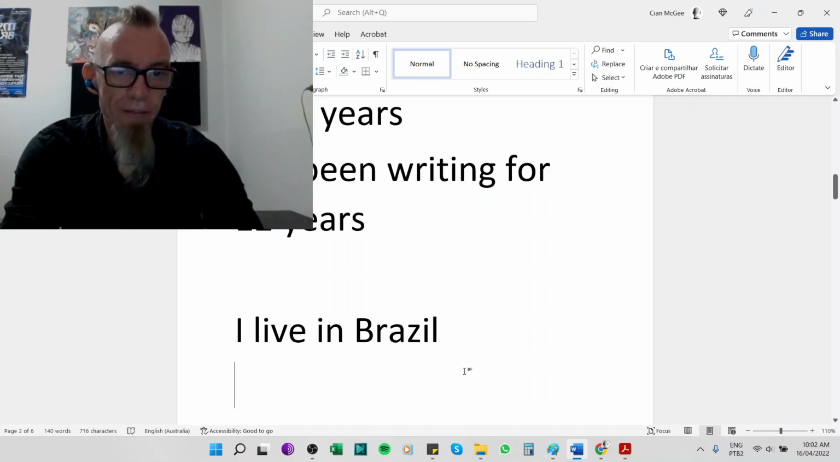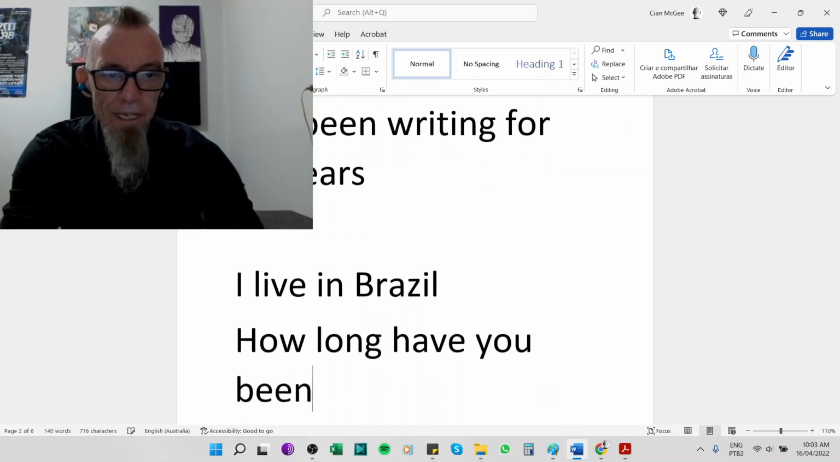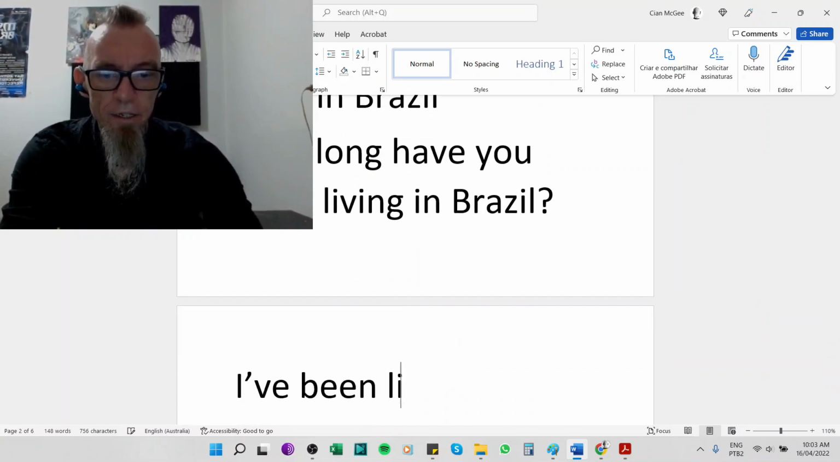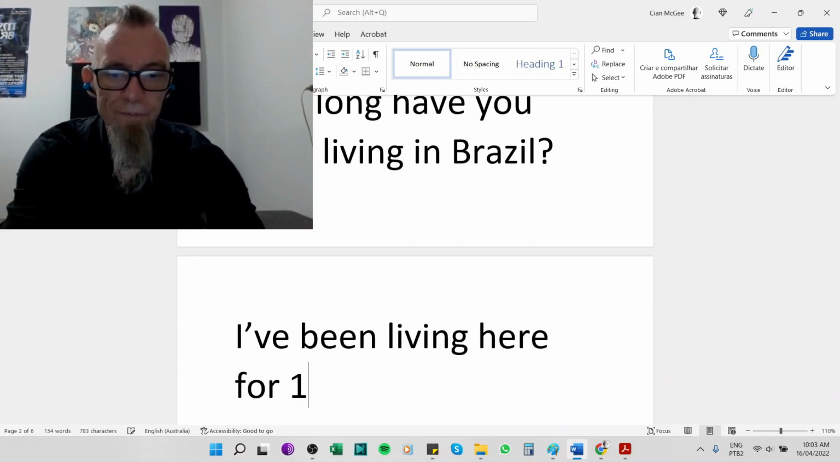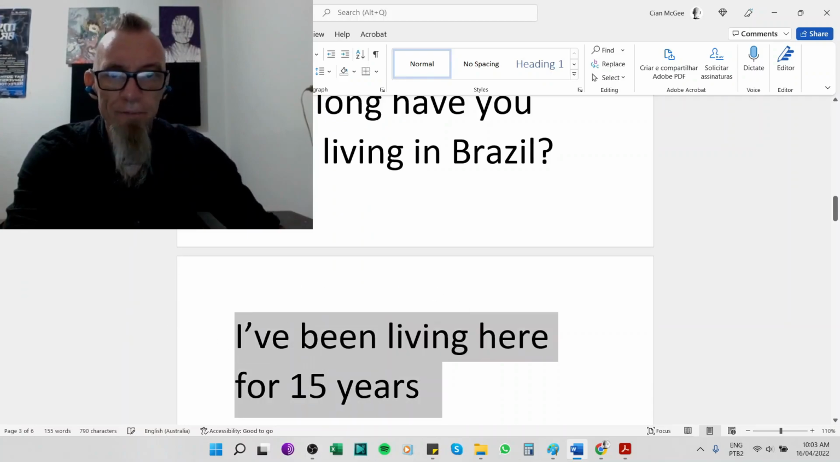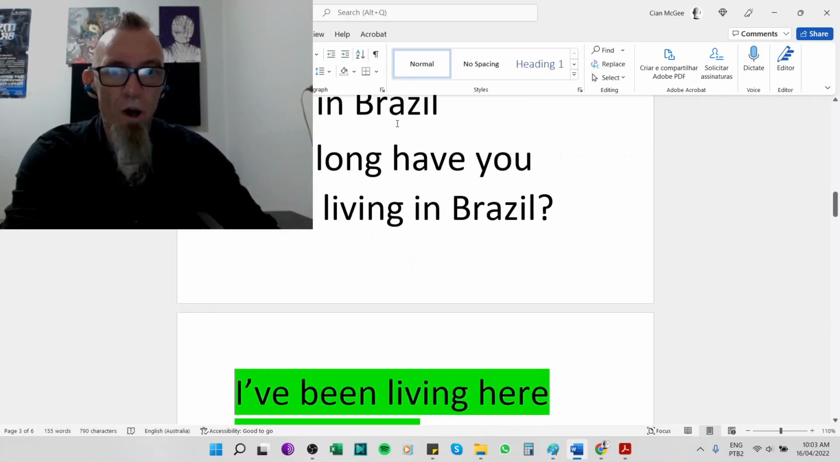And so we can measure the verb. So, how long have you been living in Brazil? So I've been living here for 15 years. So that's me now measuring my verb. So let's measure the object.